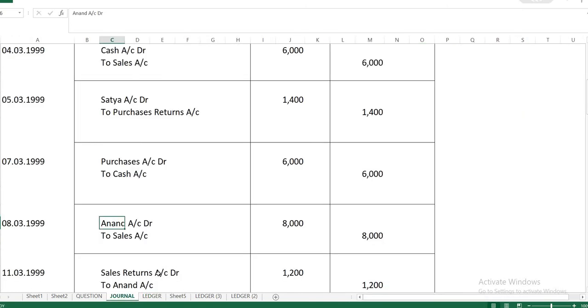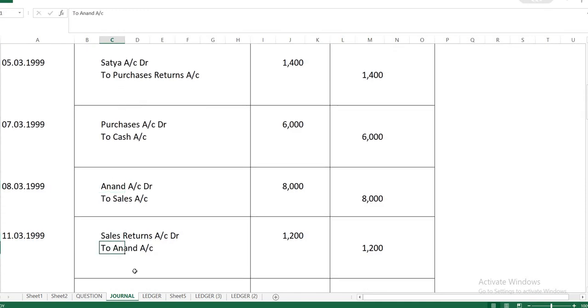Next, what is the next journal entry? Sales return account to Anand account. In the sales return account you have to record it as to Anand account, on the debit side. When you enter in the Anand account, it is by sales return, on the credit side.